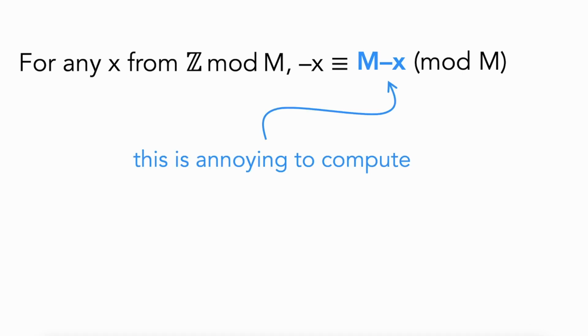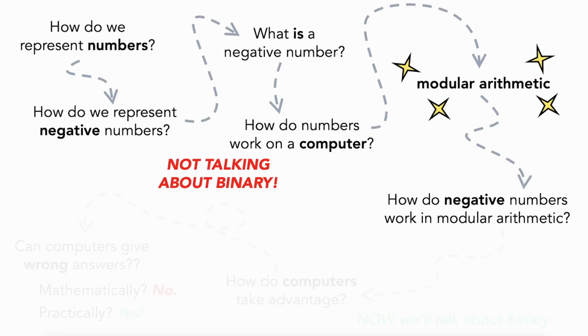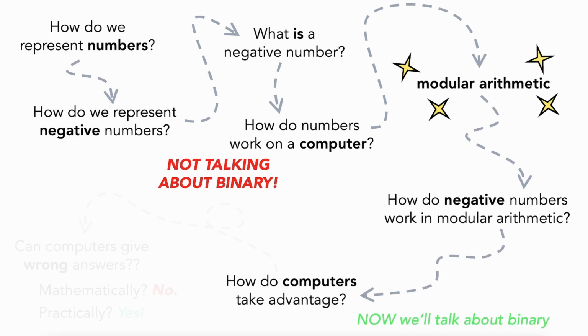And indeed, m minus x is annoying to have to compute, except when you're working with a finite number of digits that are in base 2. And, well, oh yeah, that's exactly what computers do. So our detour into pure math land is now over. Let's start talking about computers again. And yes, now binary actually becomes relevant.